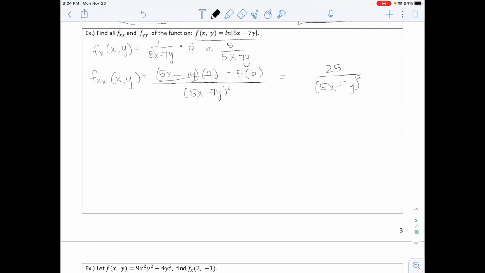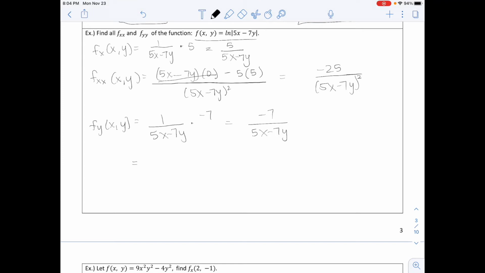In order to do our second one, we need to find our first derivative with respect to y. And so with respect to y, we have 1 over 5x minus 7y times the derivative of the inside, and this time it's the derivative with respect to y, which is just negative 7. So this is going to be negative 7 over 5x minus 7y.